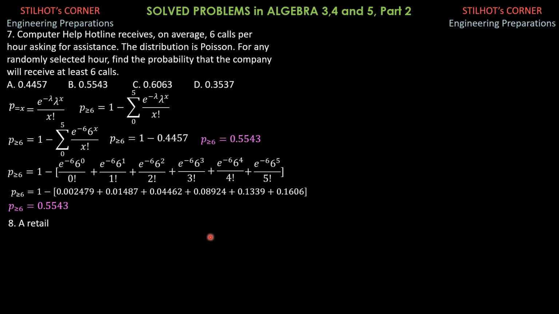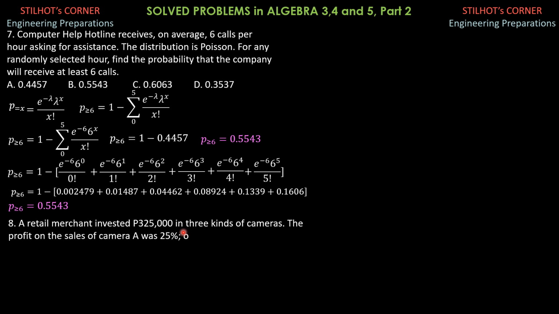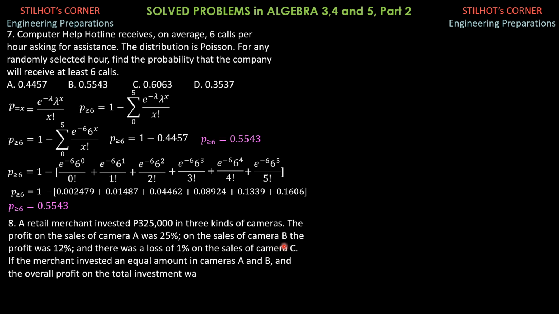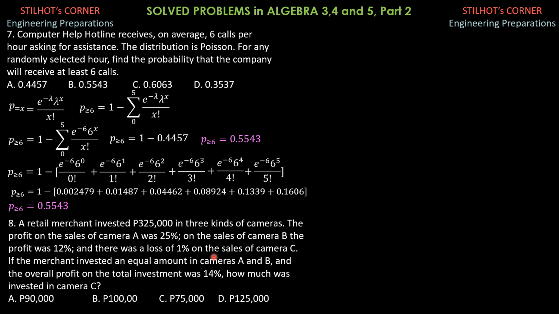Then problem 8: a retail merchant invested 325,000 pesos in 3 kinds of cameras. The profit on the sales of camera A was 25%, on the sales of camera B the profit was 12%, and there was a loss of 1% on the sales of camera C. If the merchant invested an equal amount in cameras A and B and the overall profit on the total investment was 14%, how much was invested in camera C?